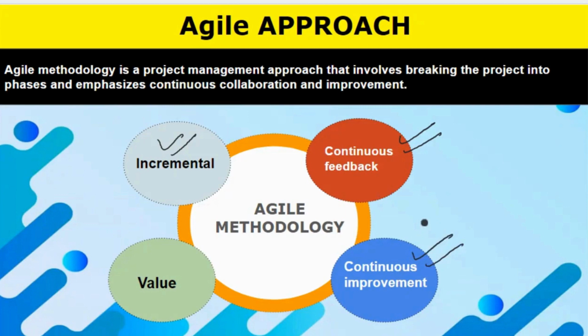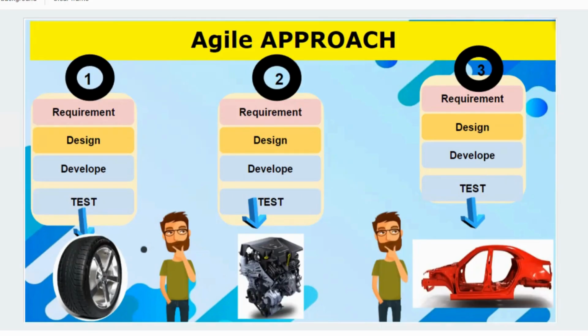In agile methodology, we welcome changes. Whatever is given by the customer, we make that change. And in agile methodology, we are very much concerned with value. Whatever product you deliver after every sprint should be usable. For example, if you want to deliver a car, and in the first sprint you just deliver a wheel of the car, in the second sprint you just give the engine of the car, in the third sprint you just give the body of the car.